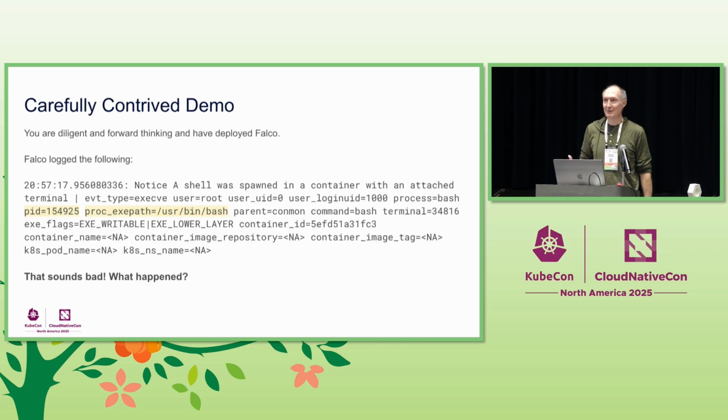As a bit of a demo, suppose you have Falco deployed in your environment and it sends you an alert. Somebody popped a shell in a container. That sounds bad, so Falco has graciously given us a process ID to work with and a process name. So let's take a look at what happened.